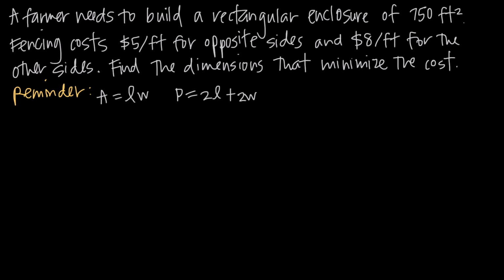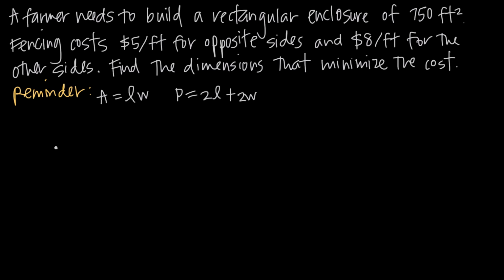In this video, we're talking about applied optimization. In this particular problem, we've been told that a farmer needs to build a rectangular enclosure of 750 square feet. So it needs to have an area of 750 square feet. We know that fencing costs $5 per foot for opposite sides and $8 per foot for the other two sides.